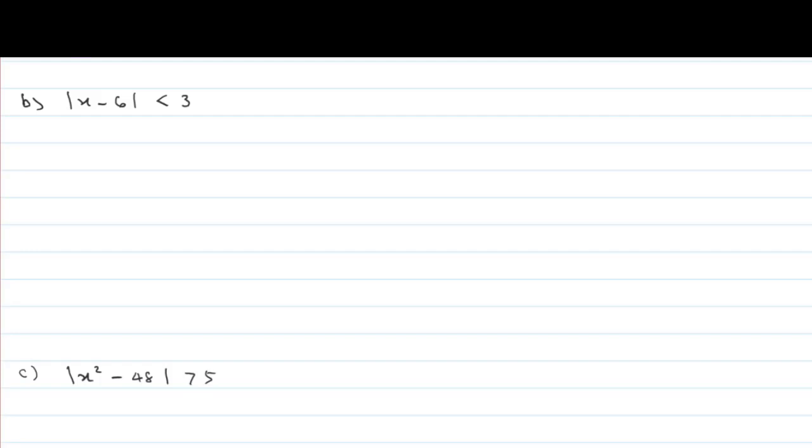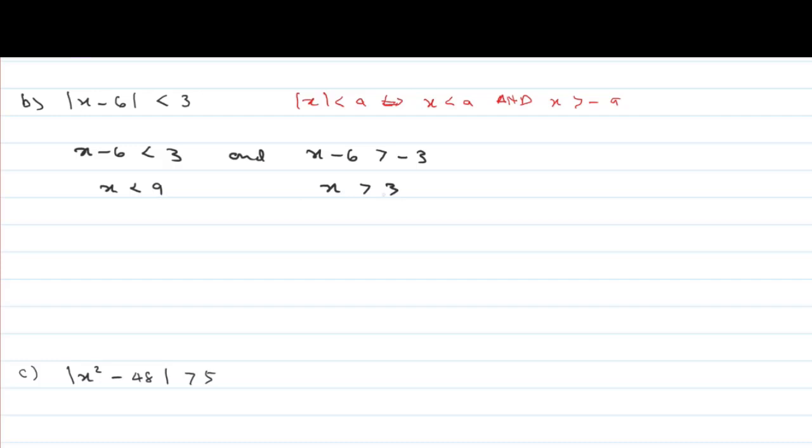The next example: absolute value of x minus 6 less than 3. Remember, absolute value of x less than a means x less than a and x greater than negative a. So here we have x minus 6 less than 3 and x minus 6 greater than negative 3. So x less than 9, x greater than 3. And here the word is and.